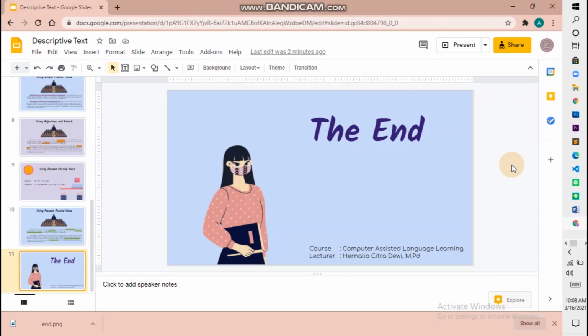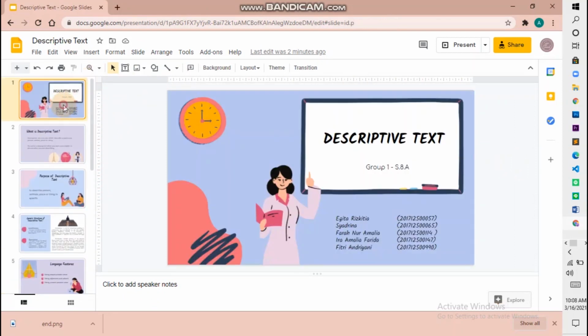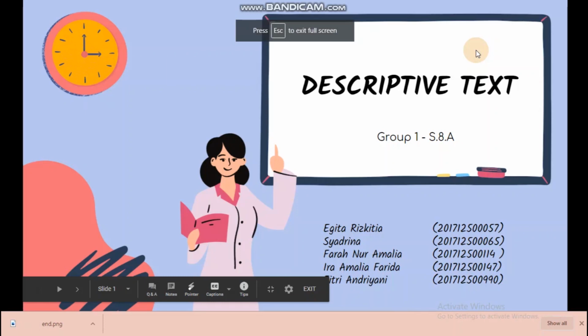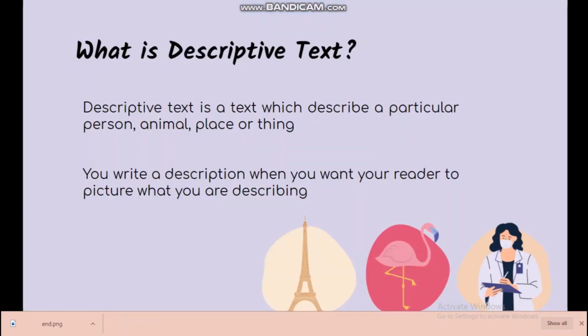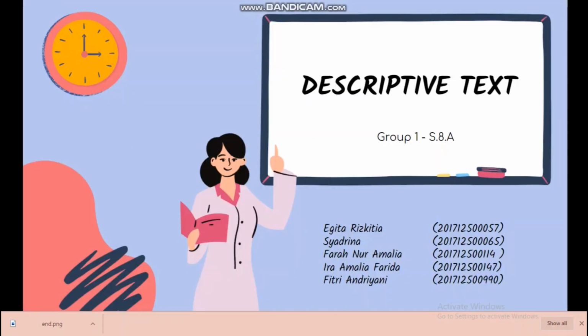So here, if you have already finished making the materials on the Google Slides and want to start the presentation, you can go to the first slide at the cover and click present to start the presentation. Now we are ready to deliver the materials we made on the Google Slides before.